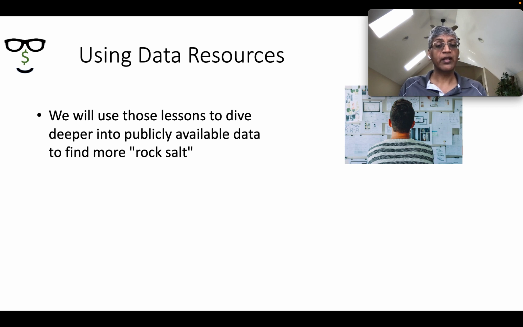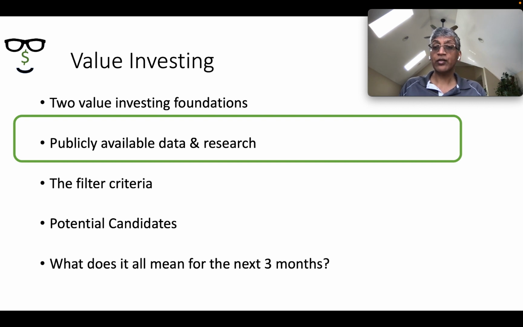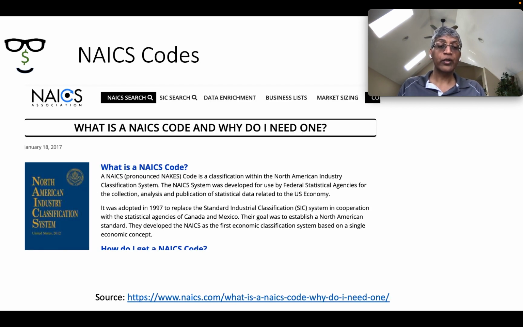We are going to take the lessons we learned about rock salt, lessons we learned about eggs and currency, and look at publicly available data to identify more rock salt as a placeholder for items that remain the same, work the same, whether or not the country is in a recession. We'll then create a thesis, we'll narrow down our searches, and so let's get started. Where are we going to go?